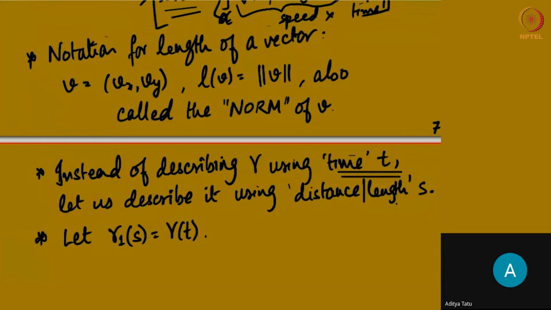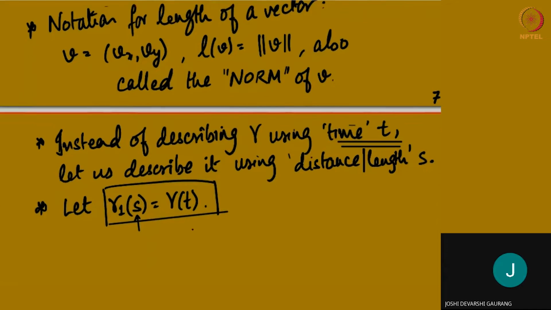Yes, sir, we can. So let us, we are still describing the same path, okay? If the distance traveled is s units, then the point is at the same position as the point has reached after traveling for t units. Got it? Do you understand this equation?